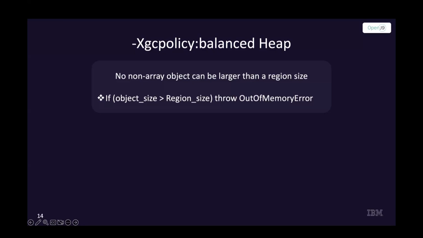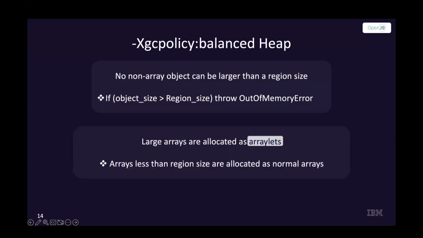Now, large arrays, on the other hand, which are arrays with data larger than the size of a region, do occur often in practice. In balanced, this is handled by allocating them as what we call arraylets, which I'll elaborate on more very shortly. Arrays less than the size of a region are allocated just like normal arrays because they can fit within a single region.